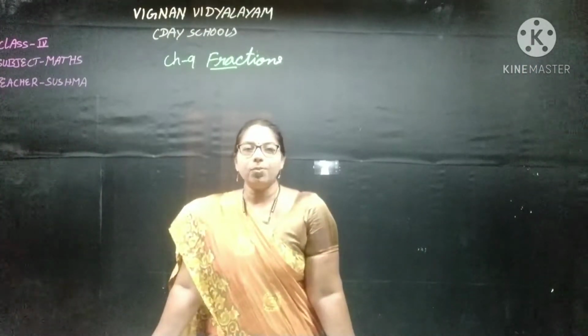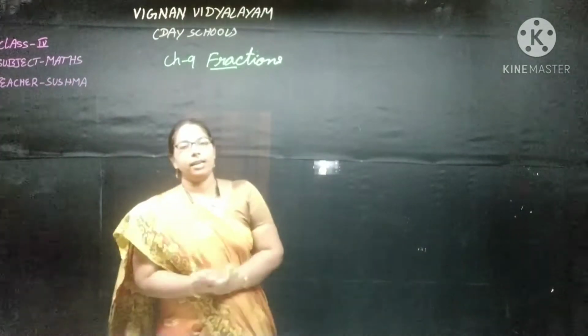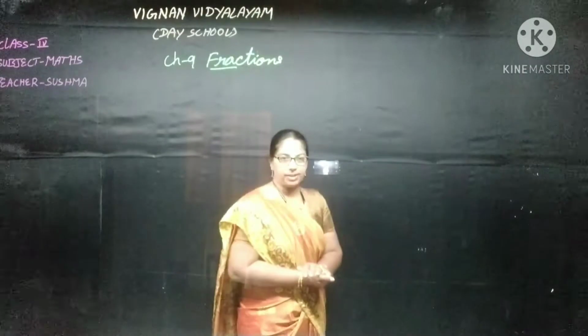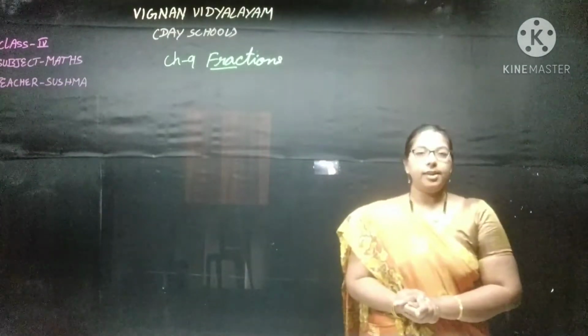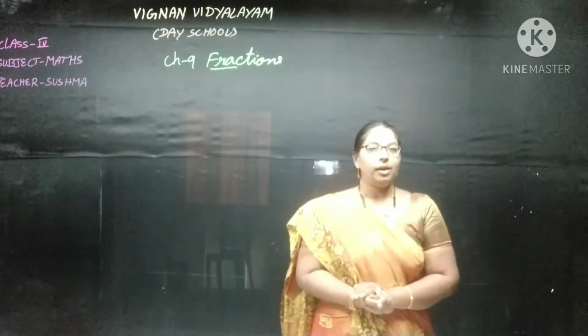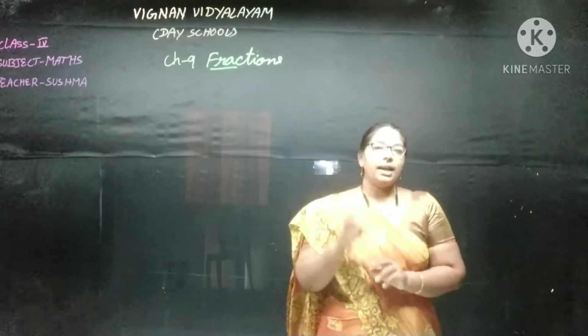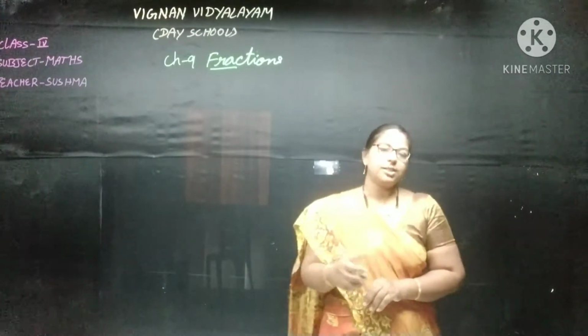See children, we were in chapter 9, fractions, right? In the last session we started the fractions chapter. What did we learn? We learned what a fraction is. What is a fraction, children? It is a part of a whole. When we take a full, complete thing, one part of it is called a fraction. Fraction is a part of a whole.